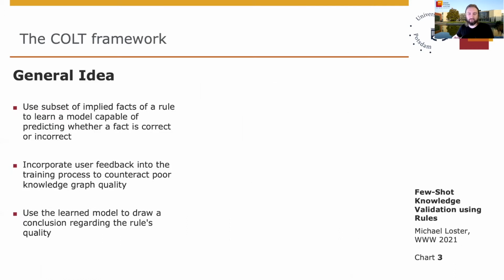To address this problem, we present COLT, a framework for interactively assessing the quality of logic rules. The general idea behind COLT is to train a model on a subset of the implied facts of a rule whose quality is to be assessed. COLT incorporates user feedback into the training process to counteract poor knowledge graph quality. The learned model is ultimately used to derive a conclusion about the quality of the rule in question.